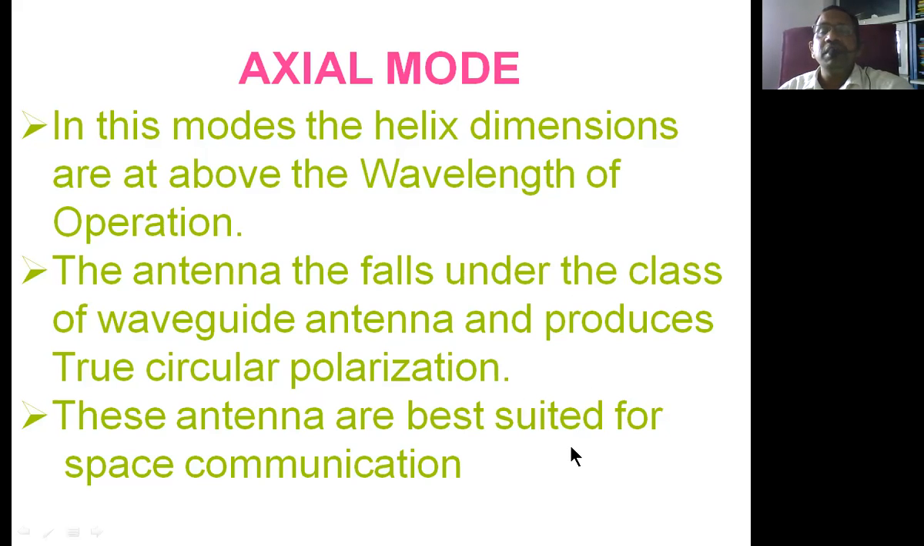Axial modes are best suited for space communication. That means if we want to transmit a signal from an Earth station to a satellite, we use this kind of antenna. Why? Because it has very good directivity in comparison with the normal mode, and these signals can travel longer distances. That is the reason we use this type of antenna for space communications.